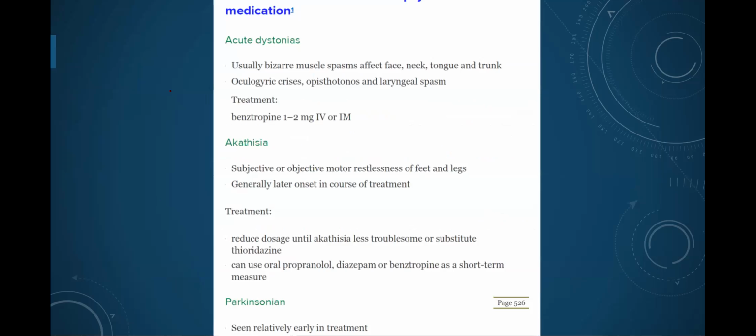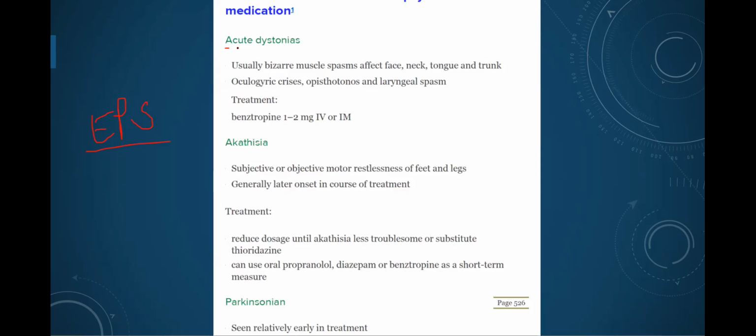Now, what are the side effects of these antipsychotic medications? Because that's the main part from where a lot of questions come. You have to remember these are the extrapyramidal side effects. It doesn't mean that only first generation antipsychotics cause EPS, second generation can also cause it, but it causes less EPS than first generation.